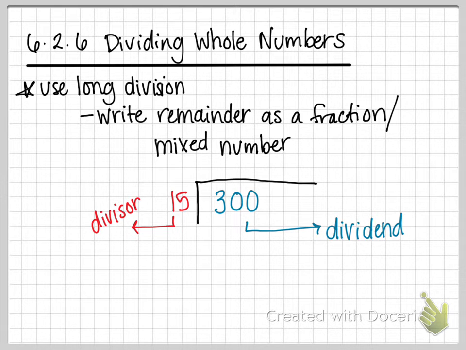So the answer to addition is the sum. The answer to subtraction is the difference. The answer to multiplication is the product. What do you think? It is called the... No, that's addition. Quotient. The quotient is the answer to a division problem. So if you're ever told to find the quotient, you need to divide. Because the quotient is the answer to a division problem. Okay?